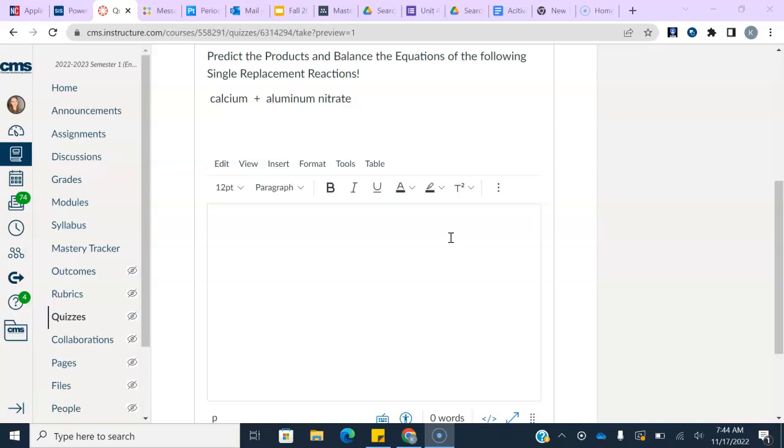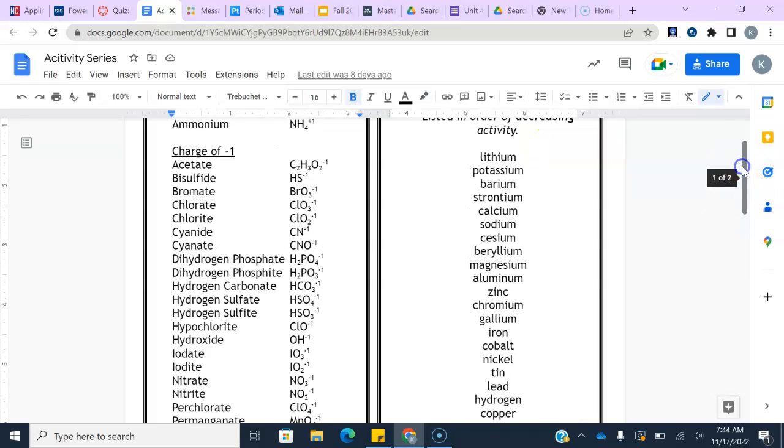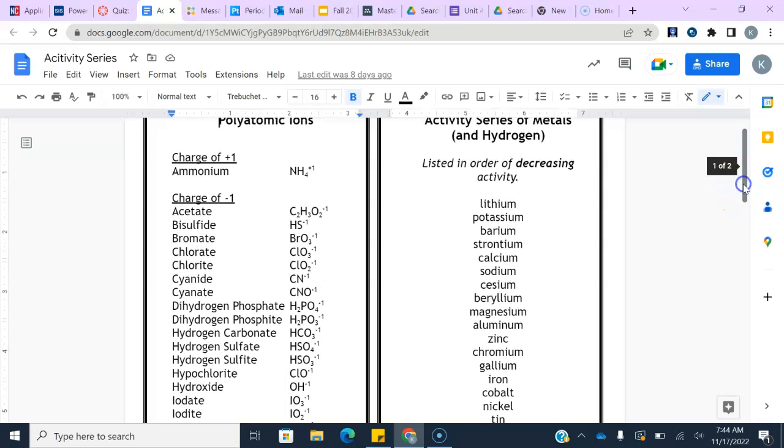So this is calcium and aluminum nitrate. So this is a single replacement. So the first thing we need to do is check our activity series and see if this will even happen. Because remember, the calcium has to have a higher reactivity than the aluminum in order for this reaction to take place. Okay. So on our activity series, let's see. We have calcium, which is right here, and aluminum, which is right here. So the calcium is higher on the activity series. So that's my indication that yes, this reaction will take place.